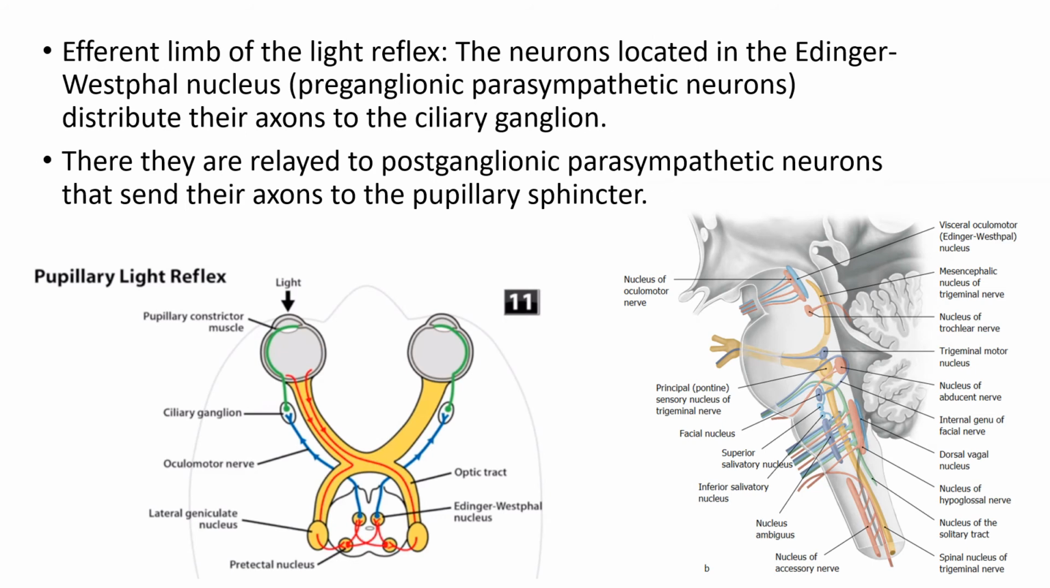So the efferent of the light reflex: the neurons located in the Edinger-Westphal nucleus, or preganglionic parasympathetic neurons, distribute their axons to the ciliary ganglion. There they are relayed to the postganglionic parasympathetic neurons that send their axons to that pupillary sphincter. And you could see the picture here on the left, giving us a little easier picture of the pupillary light reflex there. And then on the right here, I wanted to show you the lateral view.